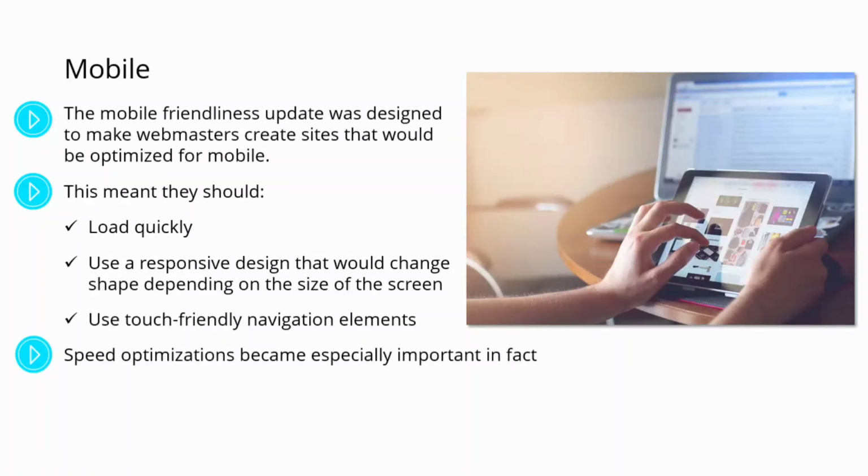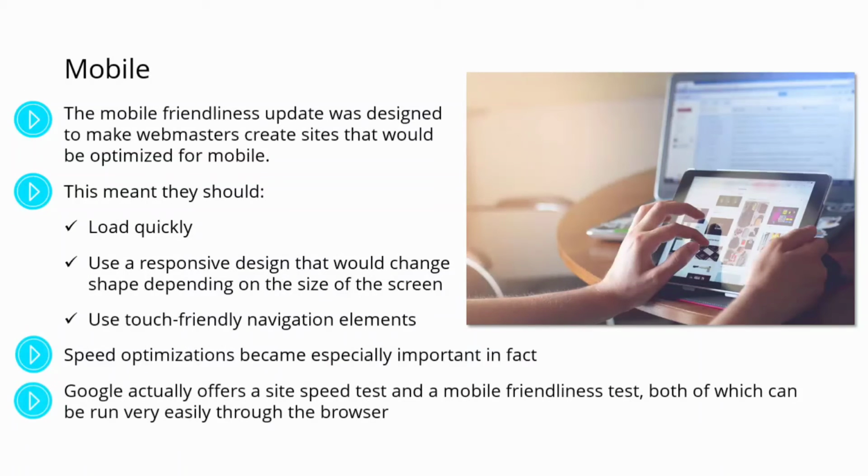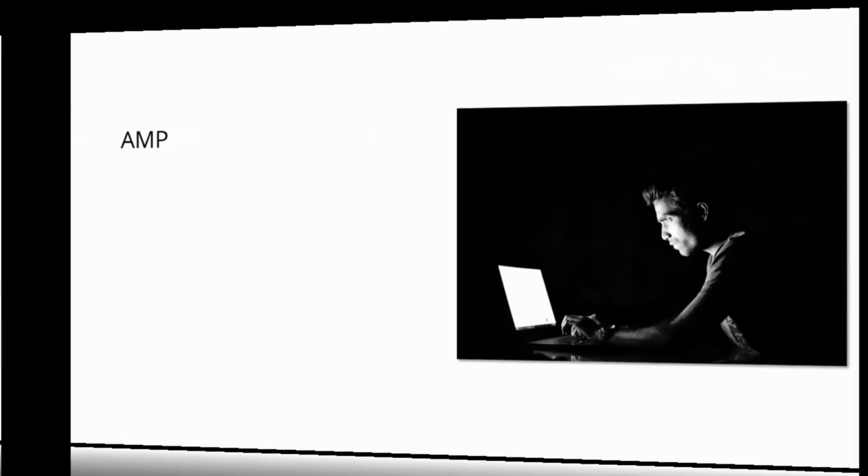So, if your site is filled with unnecessary plugins that just slow things down, then you should remove them. Google actually offers a site speed test and a mobile friendliness test, both of which can be run very easily through the browser. Test both these on your site to ensure that your page meets the new requirements, and you can avoid being penalized for not catering to what is now a significantly large portion of the overall audience.